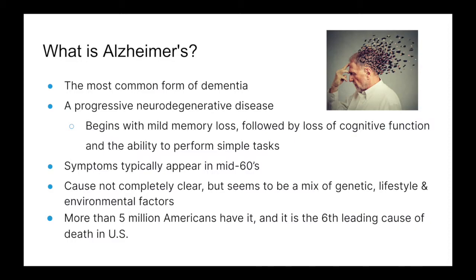Though the cause is not completely clear, scientists say that it seems to be a mix of genetic, lifestyle, and environmental factors. One clear feature of Alzheimer's is the plaques and tangles that develop in the brain. Plaques form between nerve cells, while tangles are knots of brain cells.